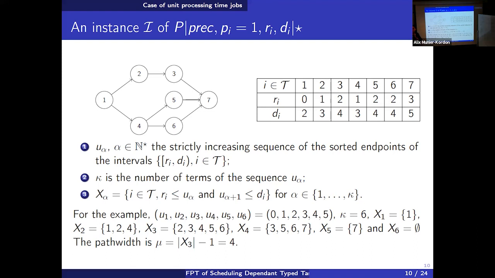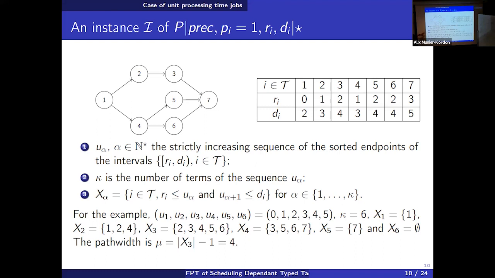So what we will do first is compute the path width. We define a sequence with an important role, U alpha. U alpha is the instant when something occurs here. The smallest one is 0, then 1, 2, 3, 4, 5. But here in this example, you have every integer, and you can skip some. You can have a slice, in fact. Then kappa is the number of terms of the sequence. And X alpha, for alpha from 1 to kappa, is all the tasks that can be executed in this slice.